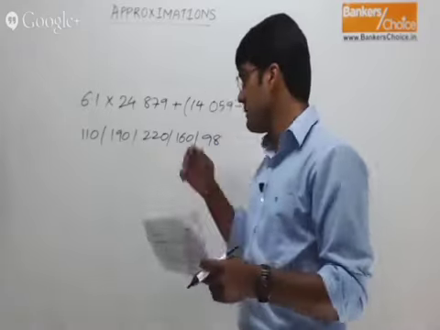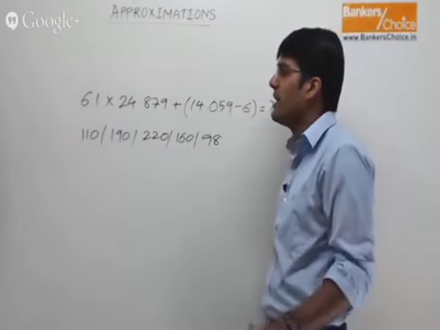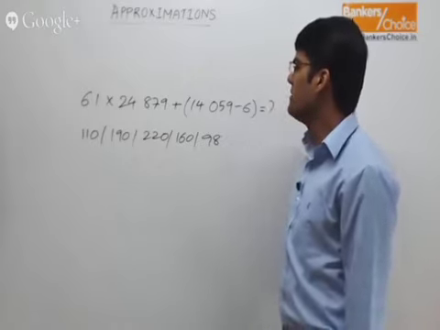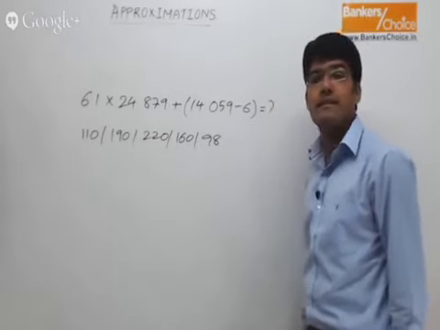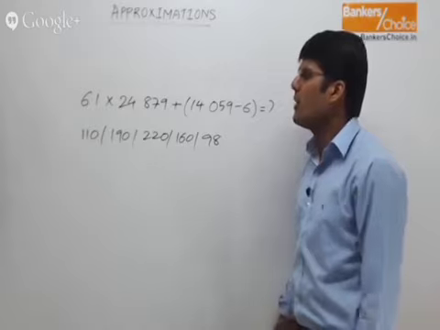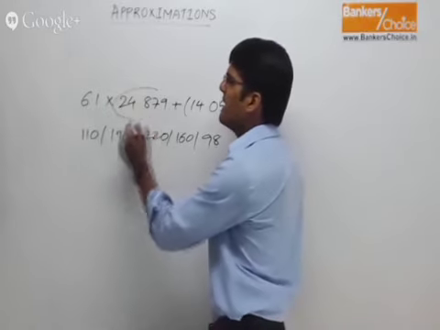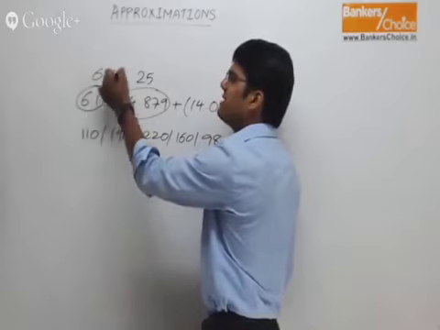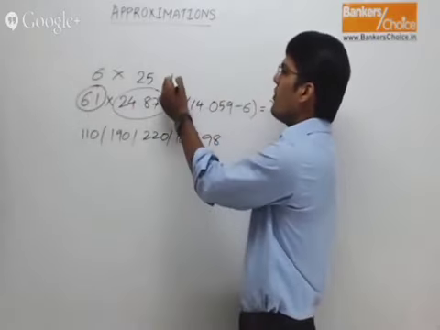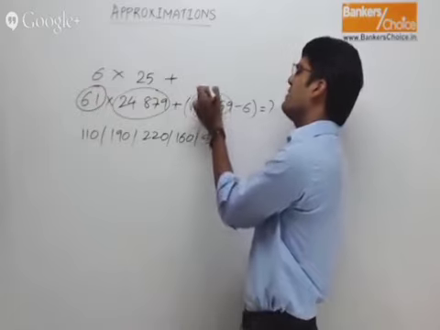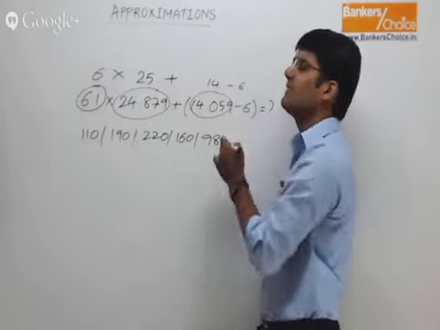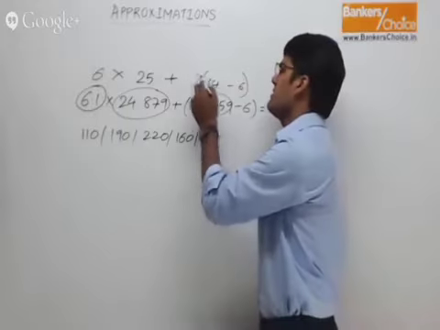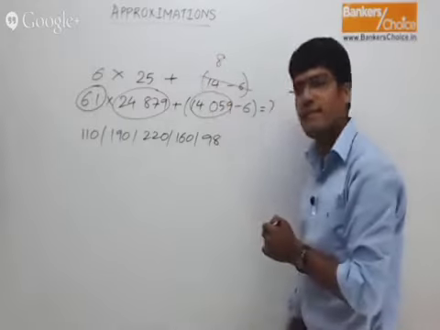I think it's time to look at this one now. 6.1 into 24.879 plus 14.059 minus 6 equals to what? What do you do? 24.879, shall we take it as 25 approximately? Yes. Can I take this as 6? Yes. 6 into 25 plus 14.059, which is very close to 14, minus 6. This is within the brackets. As per the rules, first simplify the bracketed part. So 14 minus 6 is 8.